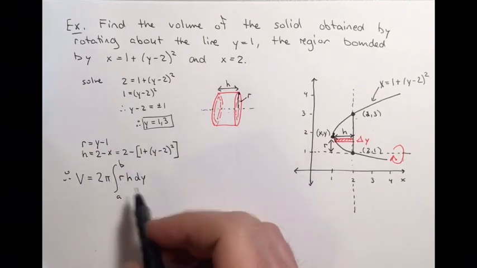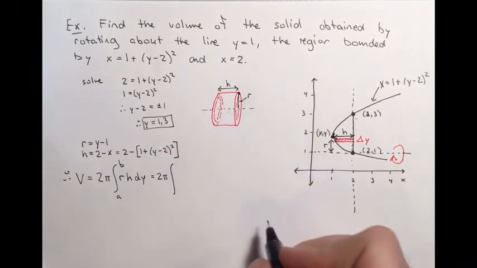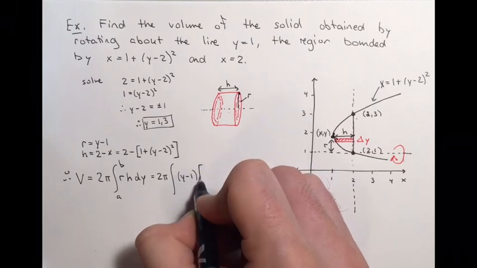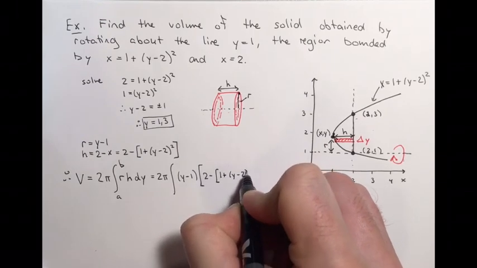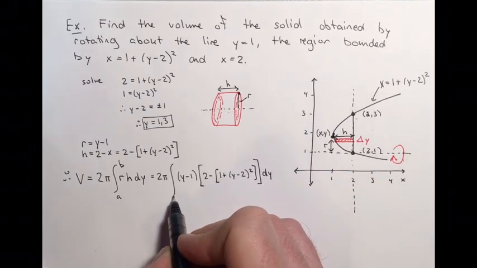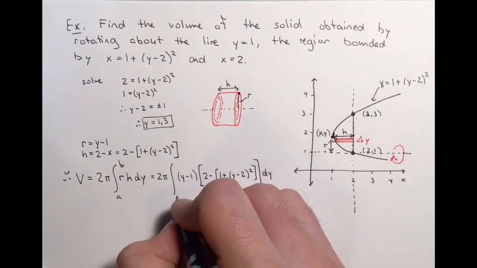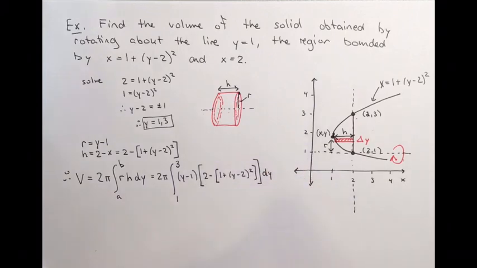So now we know the radius, we know the height in terms of y, we can plug it in. Of course, normally we would want to simplify this. I'm going to leave it as is for now. We have our radius is y minus 1. We have our height, which is 2 minus (1 plus (y minus 2) squared). Integrate with respect to y. The limits of integration, what is the smallest y value, what is the largest y value? So going over here, the smallest y value is 1, and the largest y value on our region is right here. The largest y value given by that intersection is 3. So we'll leave it like that. This integral from 1 to 3 represents the volume of our solid. And that's it.